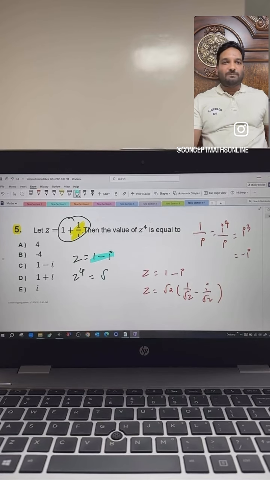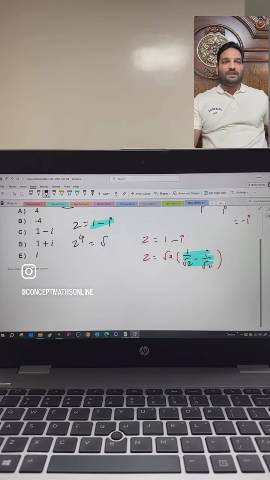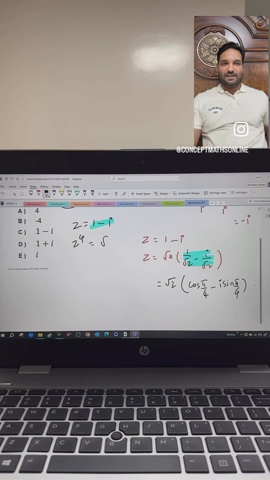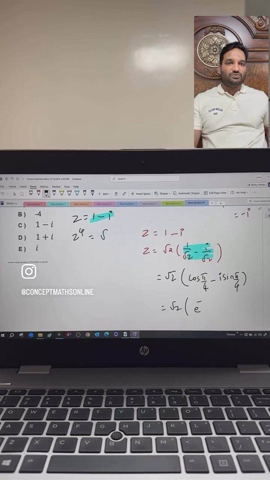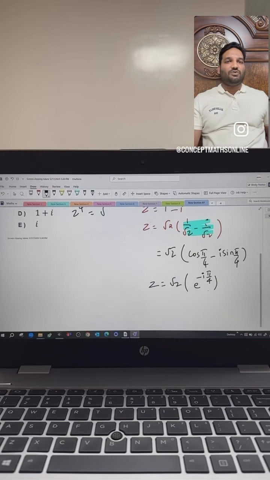Now this complex number you can express in polar form or Euler's form very well. What is the polar form? This complex number inside the bracket is root 2 into cos of pi by 4 minus i sine pi by 4, okay? So now what is the Euler's form? Root 2 into cos pi by 4 minus i sine pi by 4 is e raised to minus i pi by 4, okay? So this is what z is reduced to. Now you can take the fourth power, very simple, on both sides.